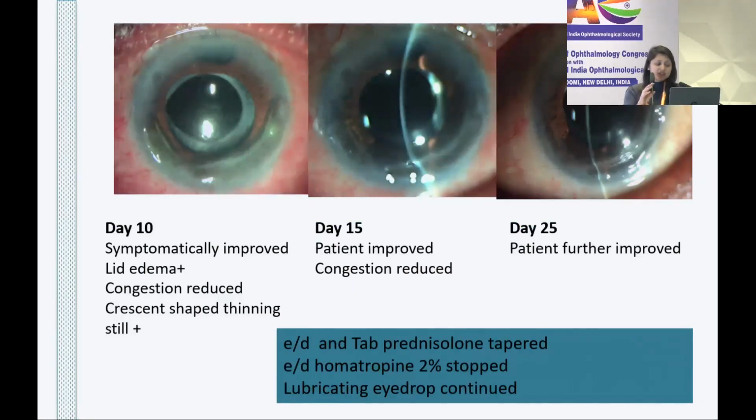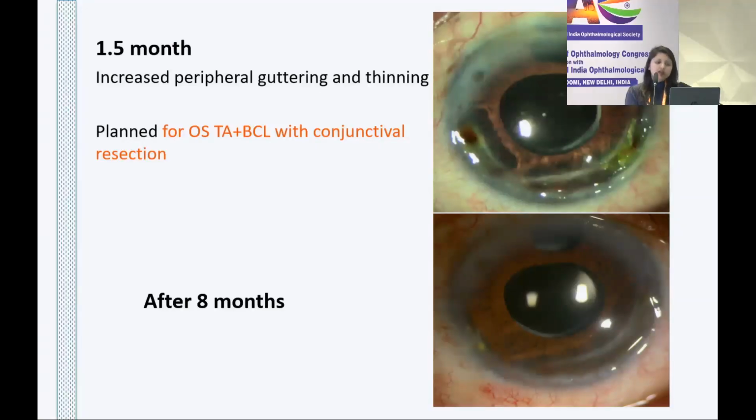By day 10, the patient had symptomatically improved. Lid edema was still there, congestion had reduced, but a crescent-shaped thinning was still present. By day 15 and day 25, the patient had improved drastically. So the steroids were tapered and lubricating eye drops were continued. The patient presented to us 1.5 months later with increased peripheral guttering and thinning, and this area was also taking up stain, which means it was without an epithelium. Such a lesion has a very high chance of perforation. So we planned the patient for a TABCL with conjunctival resection. After 8 months, this patient was doing well.